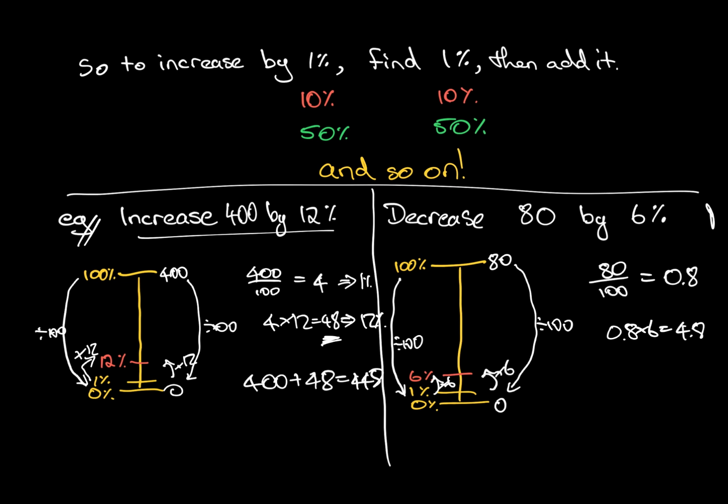So to decrease 80 by 6%, we need the original total of 80 minus, because we're decreasing, 4.8, and that should give us 75.2. So that's the decrease of 6% from 80, 75.2.